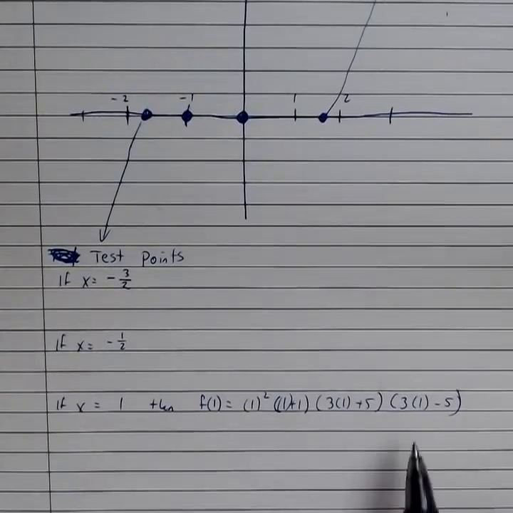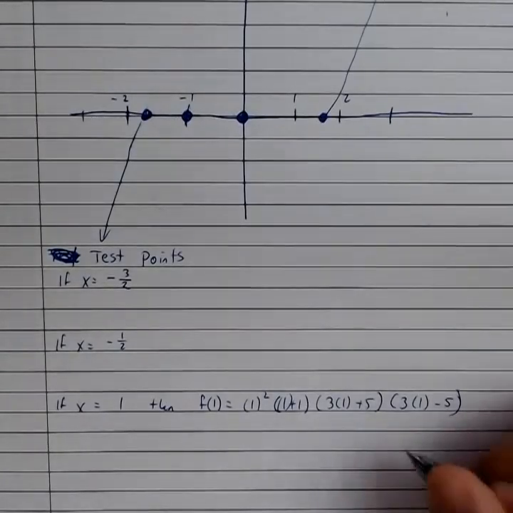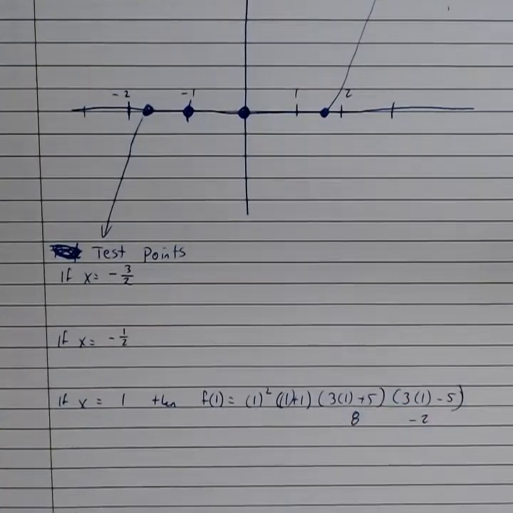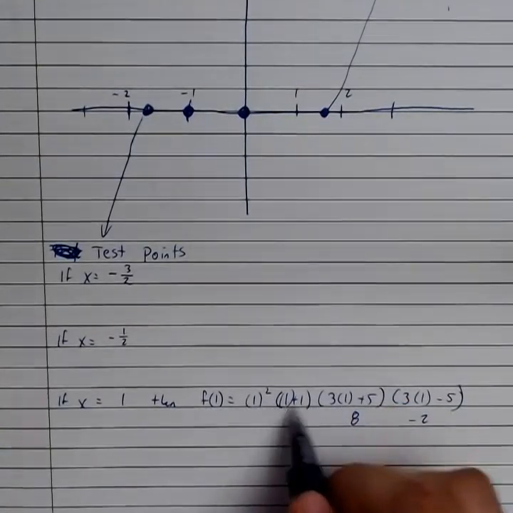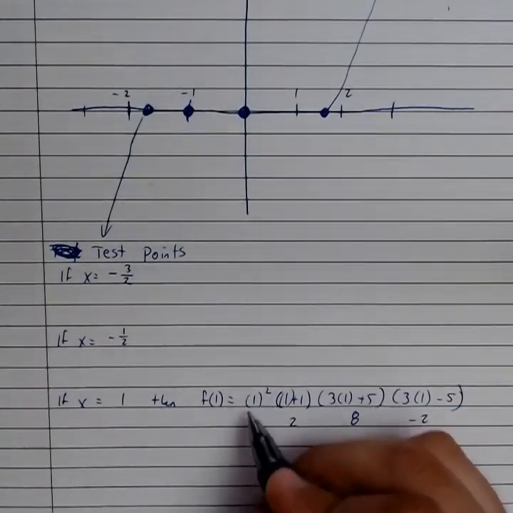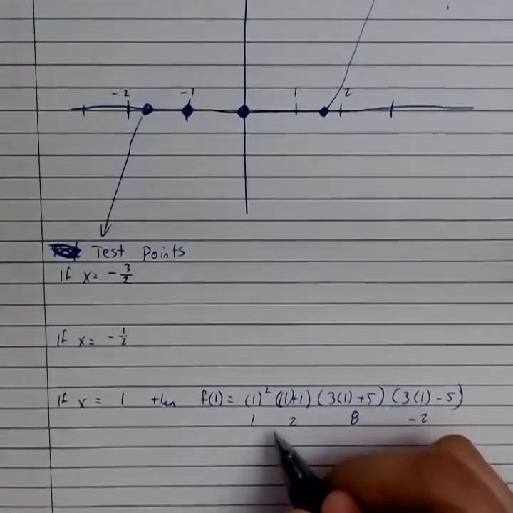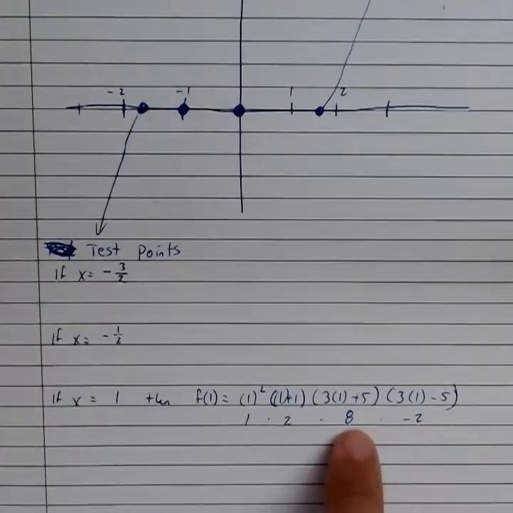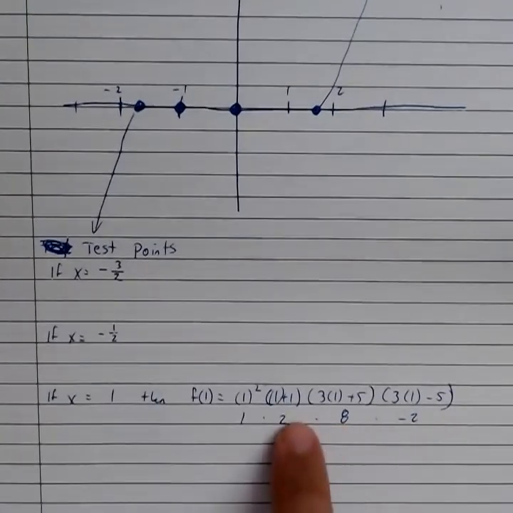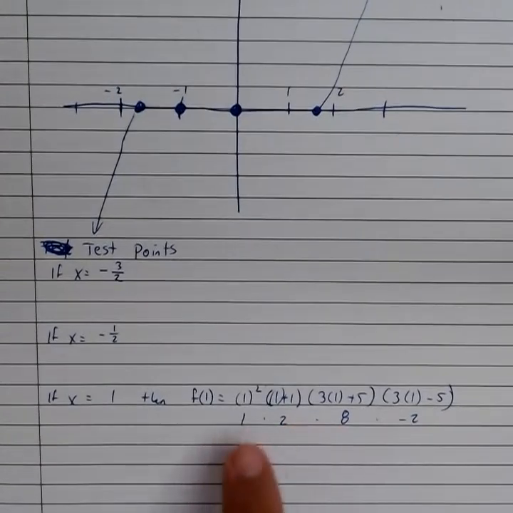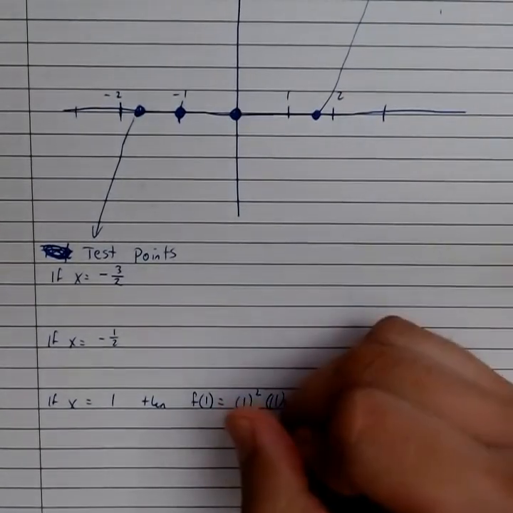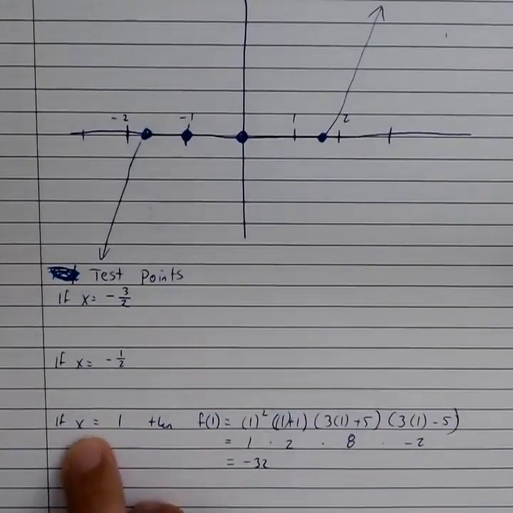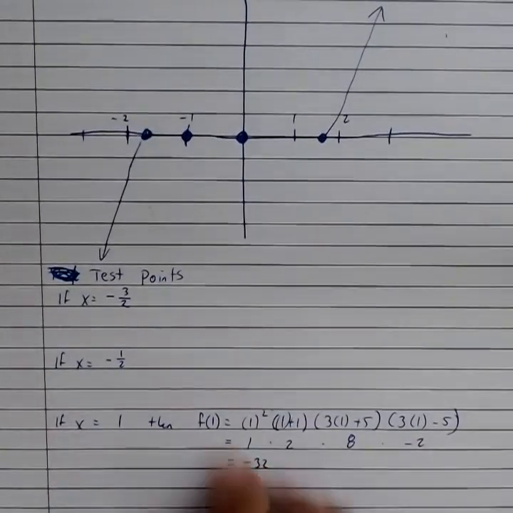All right, so let's see, that's 3 minus 5 is negative 2. 3 plus 5 is 8. 1 plus 1 is 2. And then 1 squared is 1. And now those are all being multiplied together. Negative 2 times 8 is negative 16. Times 2 more is negative 32. Times 1 more is still negative 32. So there we go. We have our value. If x is equal to 1, y is equal to negative 32.